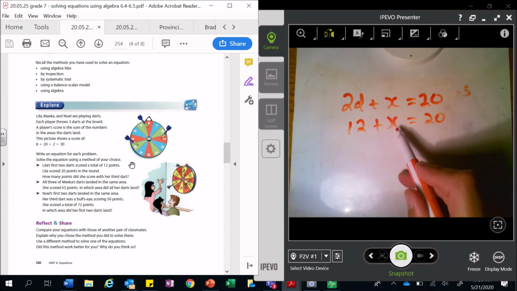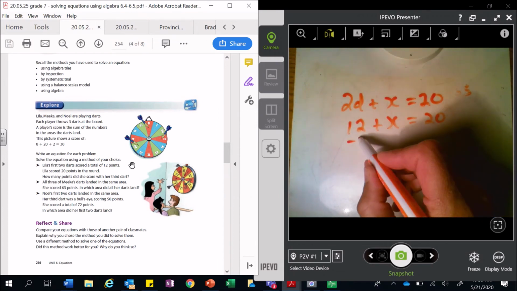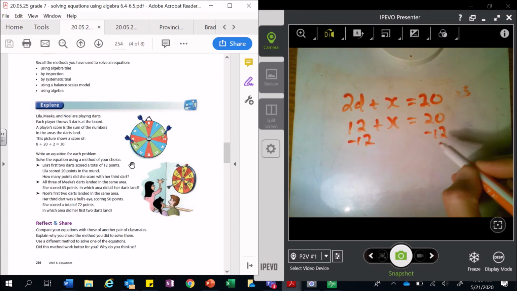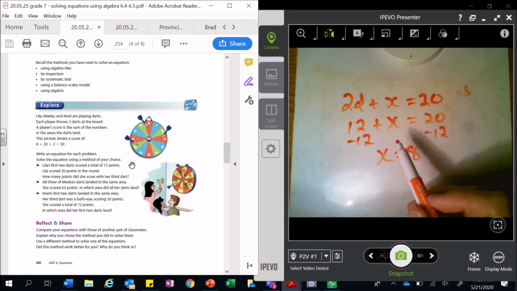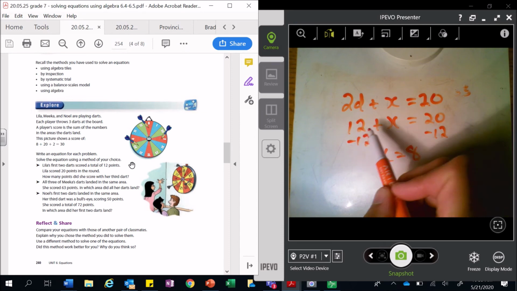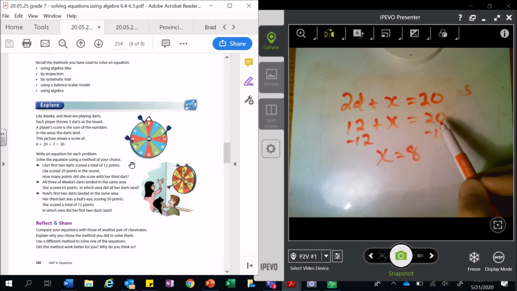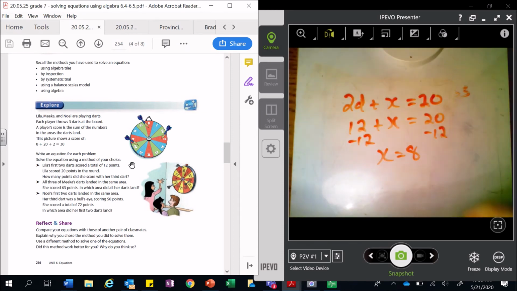And the question is, how much did she score with her third dart? So you've probably already figured it out. X equals 8. So let's see, if the first 2 darts are 12 plus 8, does that equal 20? If yes, then you're good to go. Let's look at the next problem.